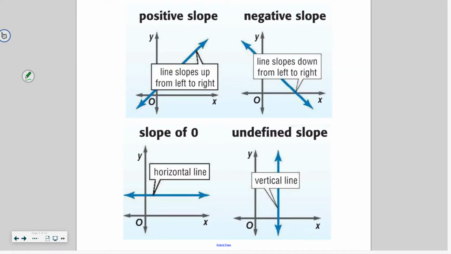There are 4 different types of slopes that you will see. A positive slope is trending up from the left of the graph to the right of the graph. A negative slope is trending down from the left of the graph to the right of the graph. When we have a slope of 0, we have a horizontal line somewhere on the graph. And when we have an undefined slope, we have a vertical line somewhere on the graph.